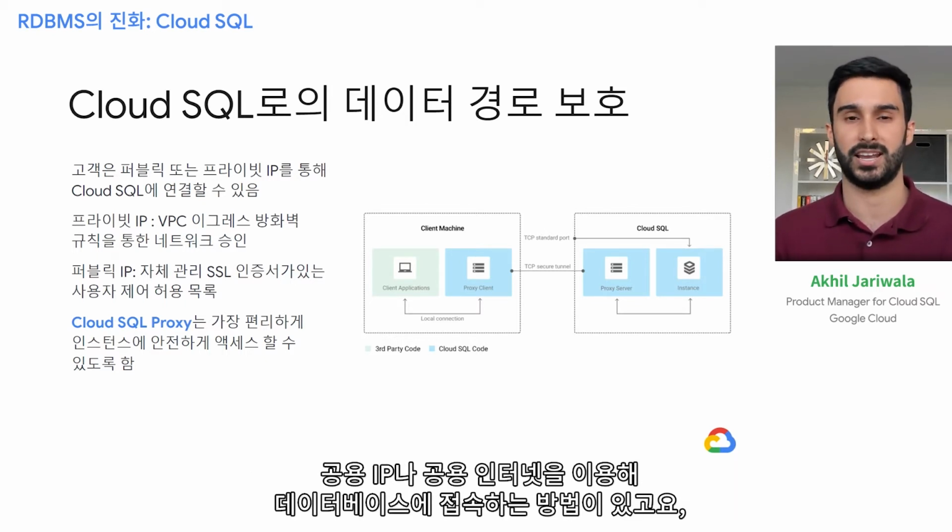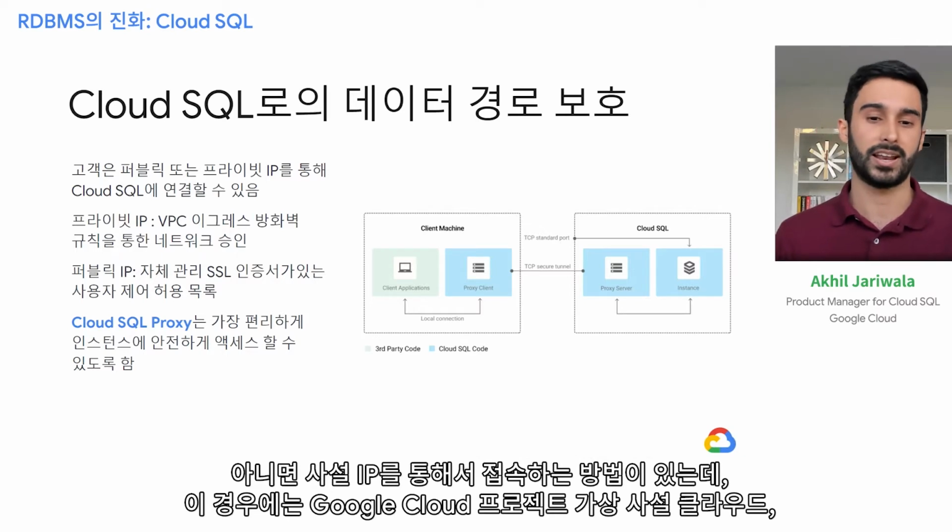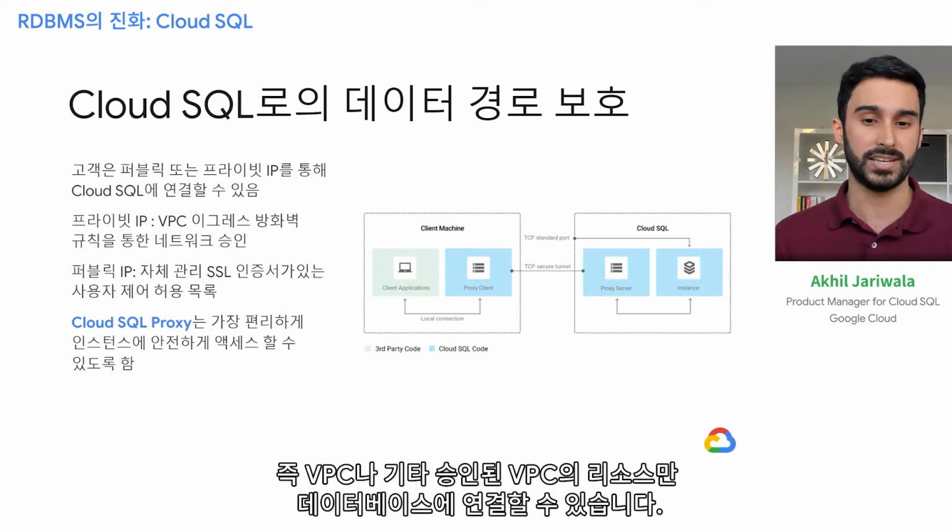Users can connect to the database through public IP or the public internet, or alternatively, they can connect via private IP, in which only other resources in that Google Cloud Project Virtual Private Cloud, or VPC, or other authorized VPCs are able to connect to the database.